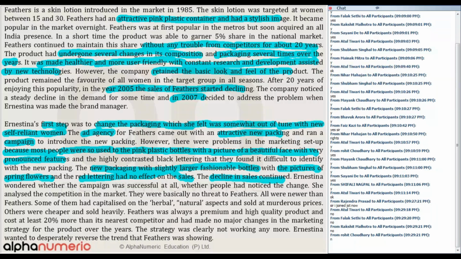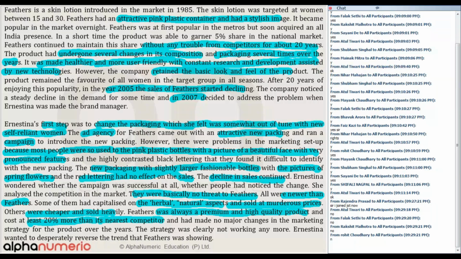Anistia wondered whether the campaign was successful at all, whether people had noticed the change. She analyzed the competition in the market. Now that is also important. They were basically no threat to Feathers at all. All were newer than Feathers. Some of them had capitalized on the herbal natural aspects and sold at a murderous price. Others were cheaper and sold heavily. Feathers was always a premium and high quality product and cost at least 20% more than its nearest competitor.